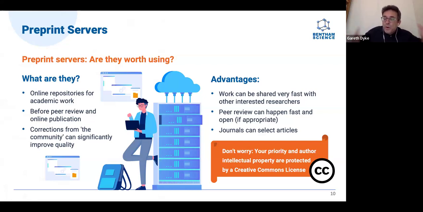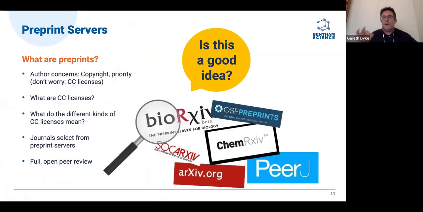A big issue, a big question that many researchers have about preprinting their work is, will it be protected? Well, yes, it will. Once you put something, a draft, a partial draft, an abstract, even a conference presentation, some slides onto a preprint platform, that's protected by a CC license and a document object identifier. So in fact, your intellectual property is better protected if you put it onto a preprint platform before publication. So this is a good idea, I would argue. Don't worry, your copyright, your priority are protected.